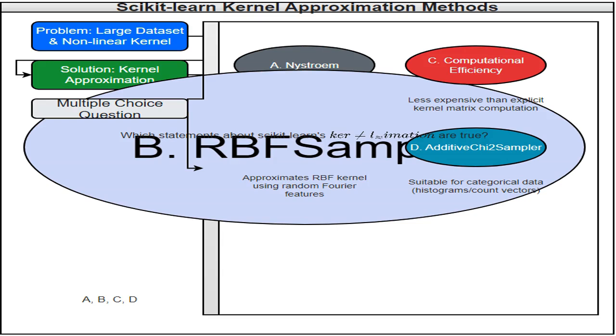RBF sampler is specialized for approximating the radial basis function, RBF, kernel. RBF kernels are very common in SVMs for modeling nonlinear relationships in data. It cleverly uses random Fourier features to speed things up considerably.